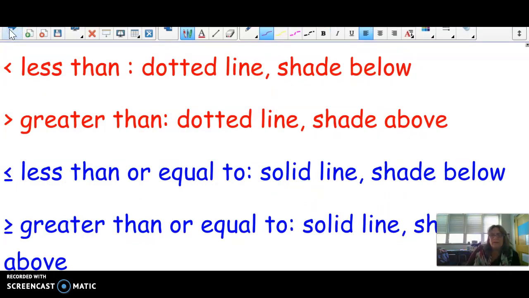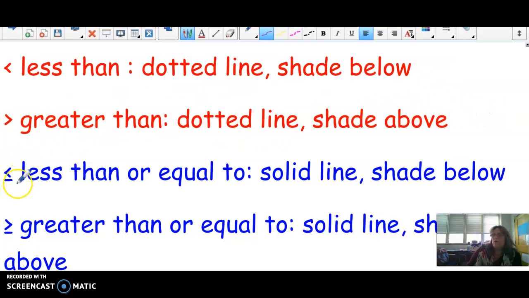Couple of things that we need to make sure that we remember when we're graphing these. If I have a less than sign, then that means my line is going to be dotted and I will shade below my graph. If I have a greater than symbol, it's going to be a dotted line, but it's going to be shaded above.